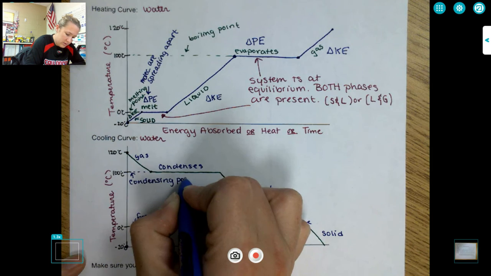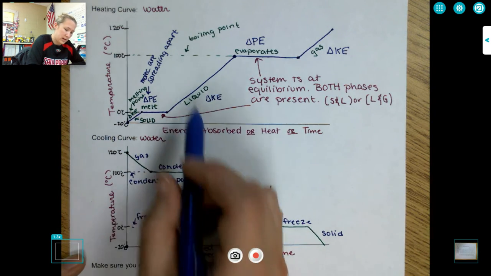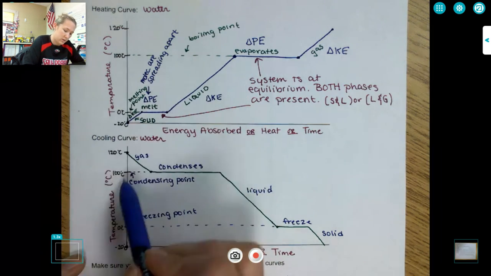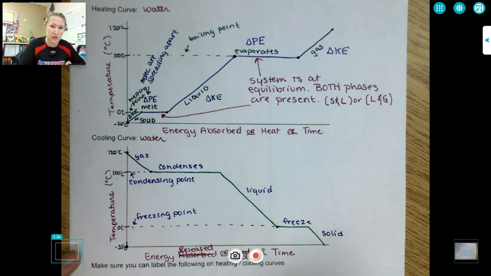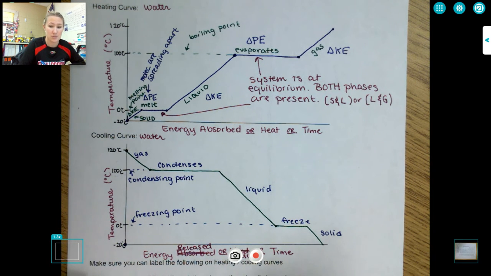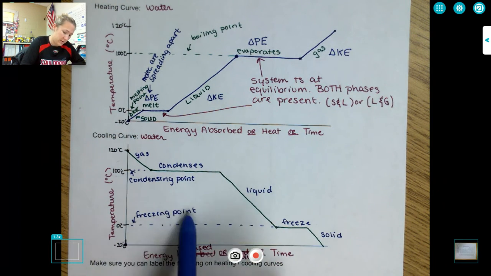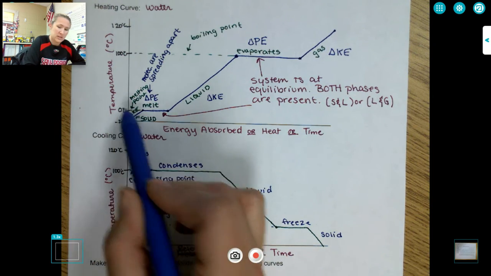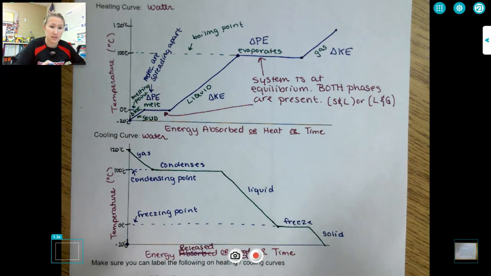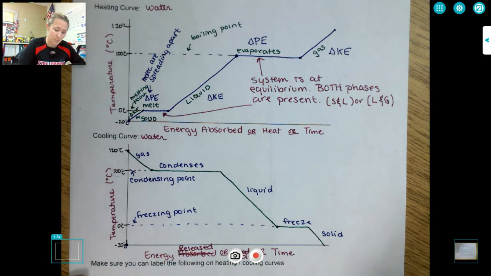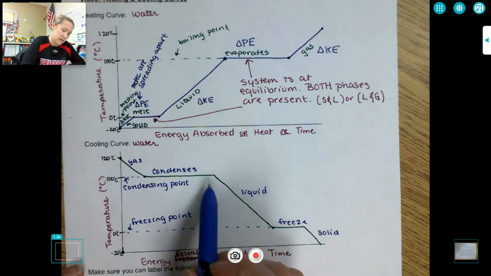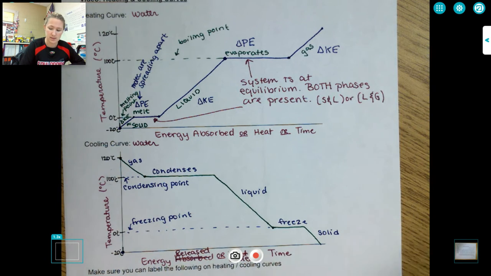And you'll notice that my condensing point and my boiling point are both at 100 degrees Celsius. It doesn't matter which direction I'm going in, that's going to happen at the same temperature. Same thing with my freezing point and my melting point. Water freezes and melts at the same temperature at 0 degrees Celsius, because it's in this equilibrium between solid and liquid, and here, equilibrium between liquid and gas.